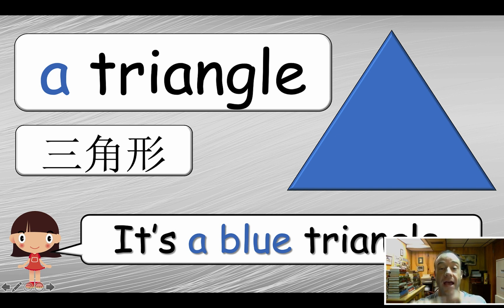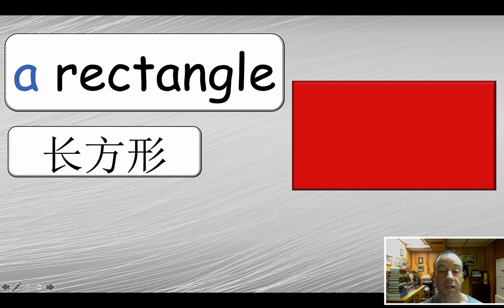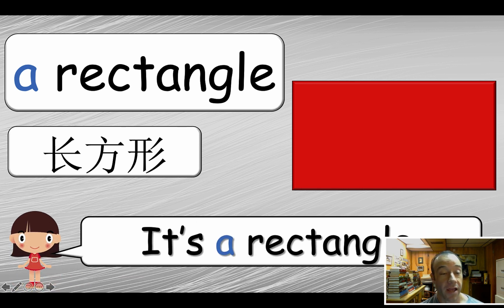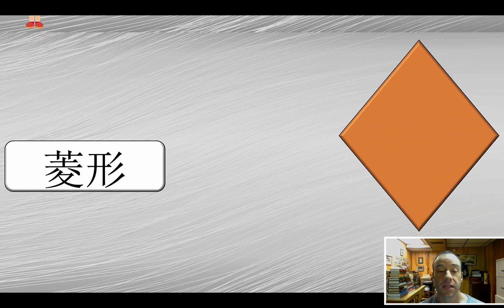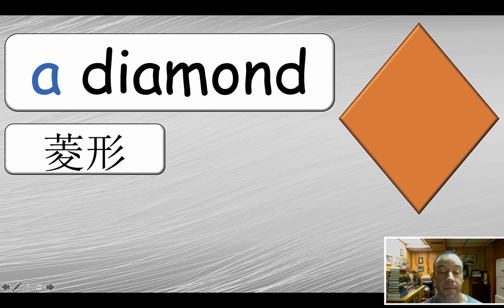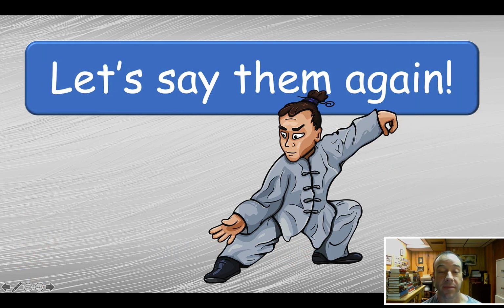And like I said, you can do actions for these. Okay, you can teach them an action as you go through them. It'll help them remember. And you can play games with that if you like. So this one's a rectangle. And it is a red rectangle. Okay, do an action. And then we have a diamond. It's a diamond. It's an orange diamond. Okay. And then let's say them again.